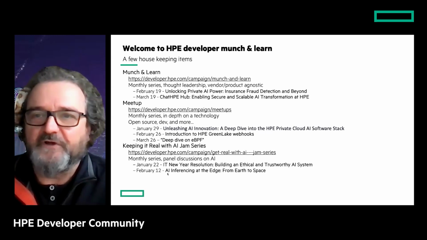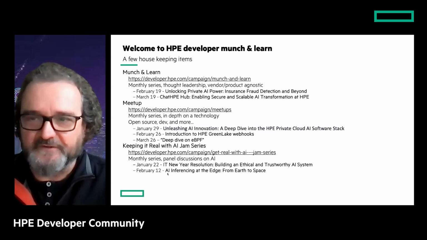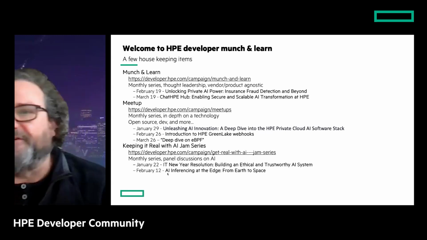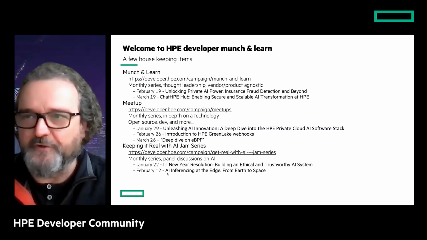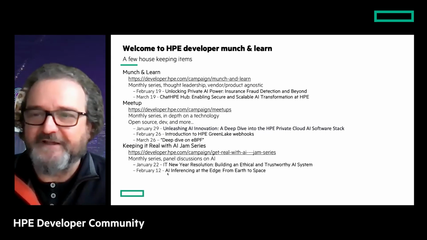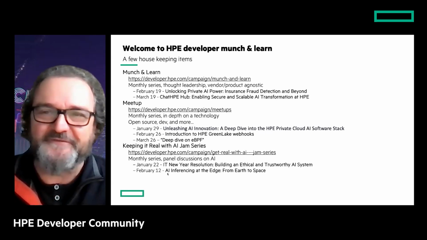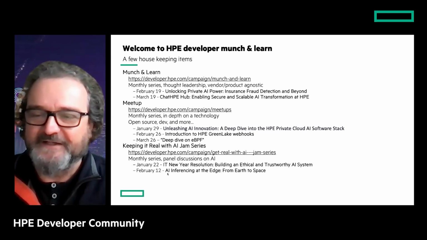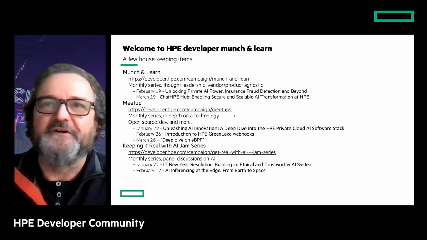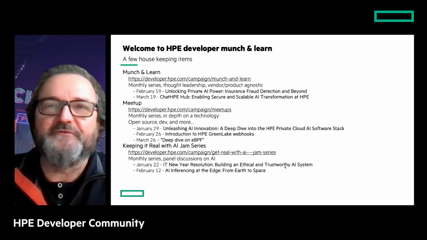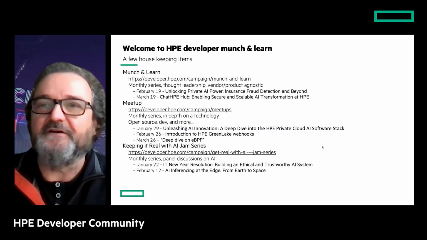Then on February 12th, we'll have a session entitled AI Inferencing at the Edge, from Earth to Space, which sounds like an interesting session also. I don't really have the registration for that one yet because I don't have the abstract and the speakers, but I'm working on it. So this is what we have for the beginning of 25. I think it's pretty complete already.